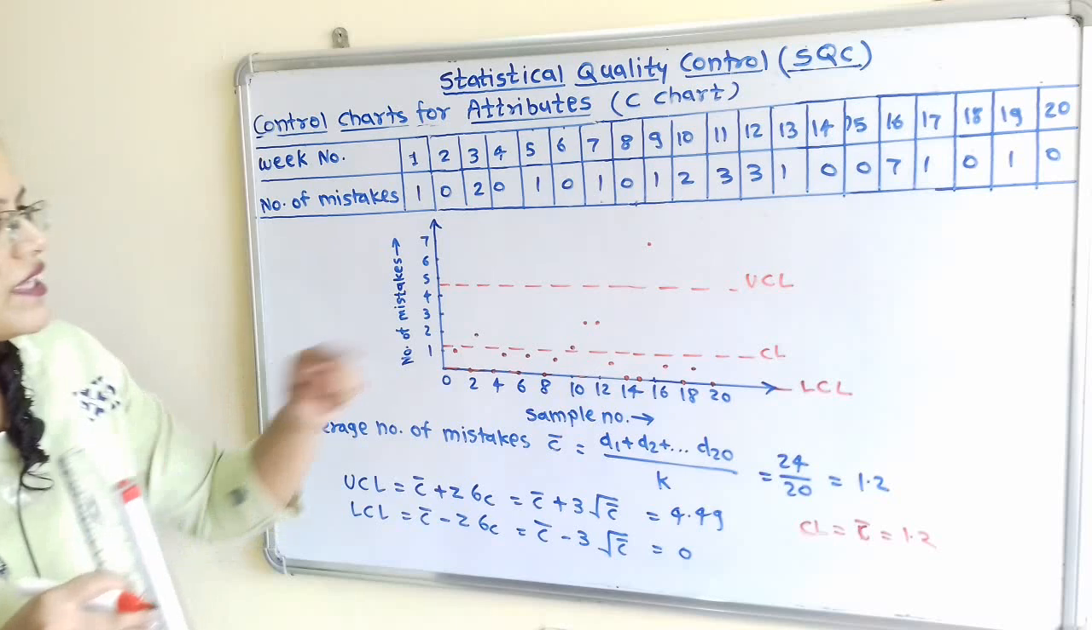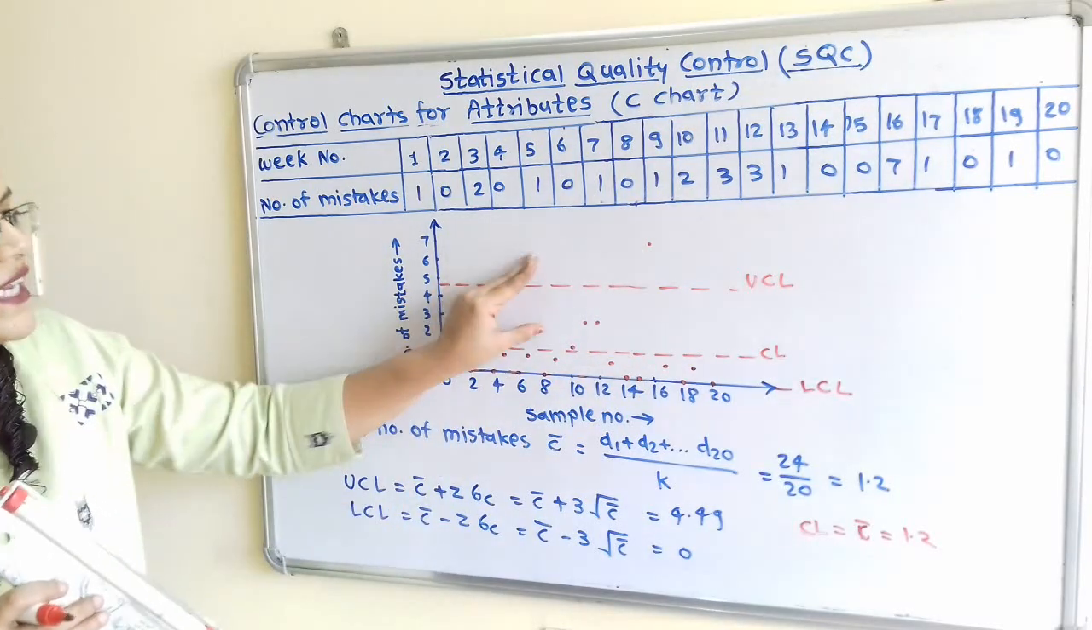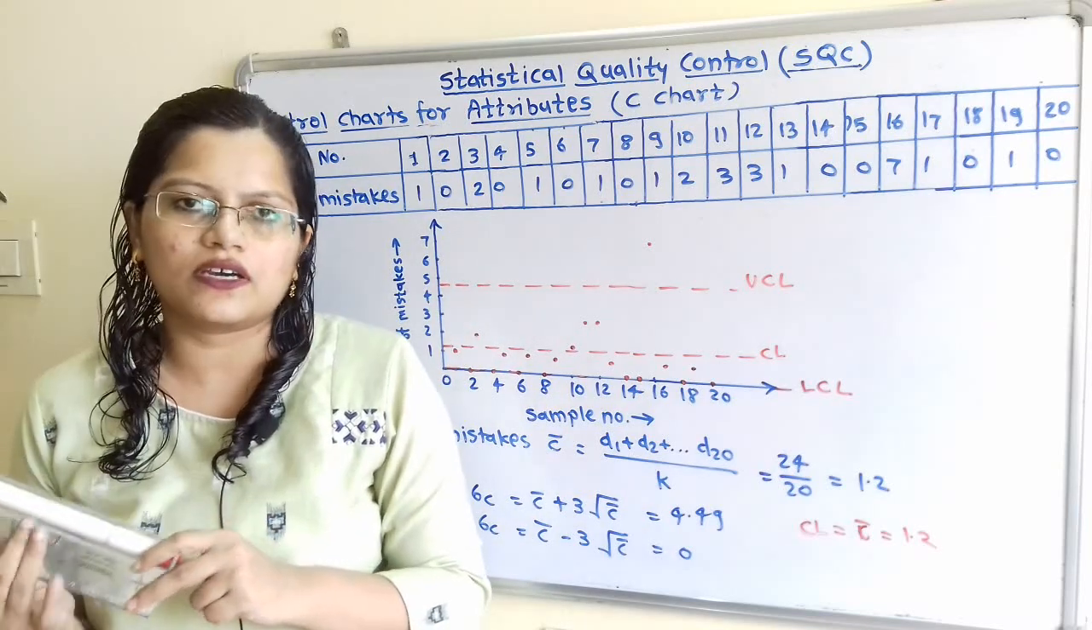Now if we observe, there is one point above this upper control limit. So we can say that this process is not under control.